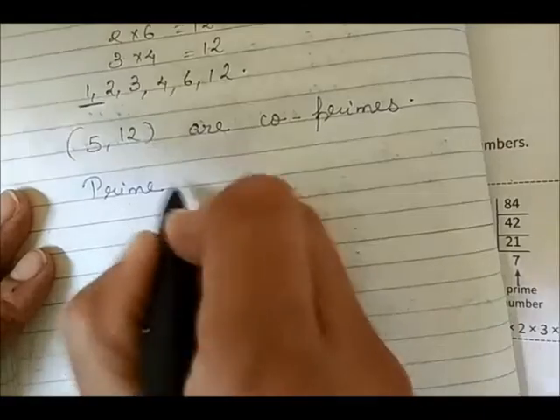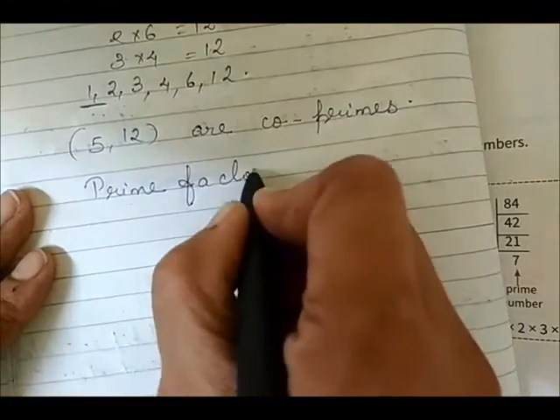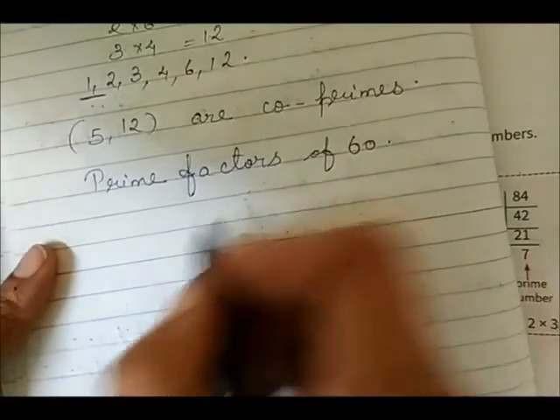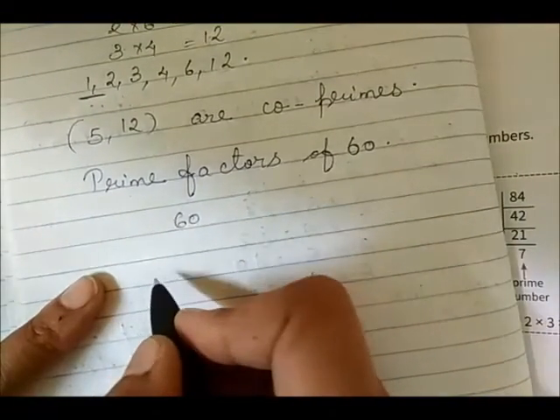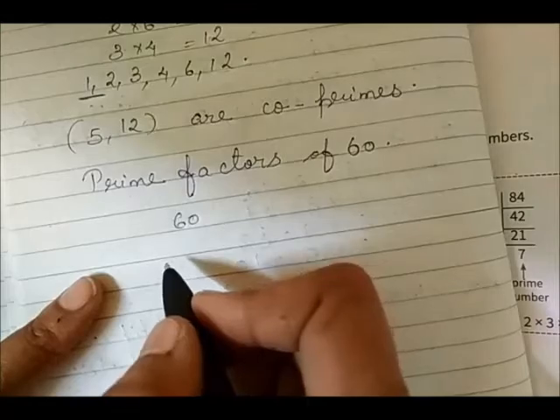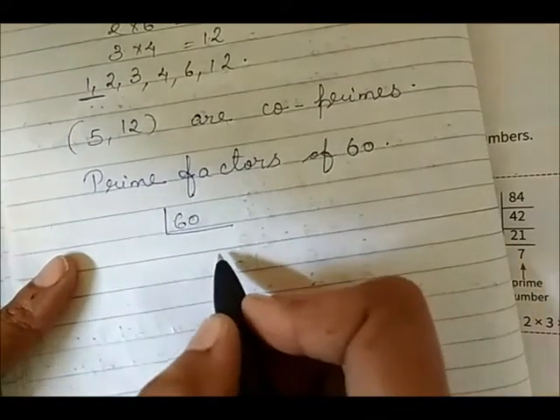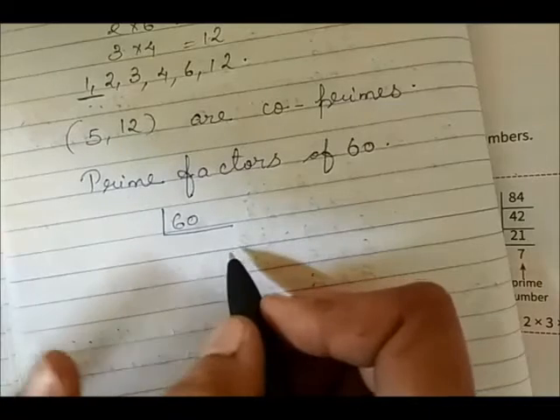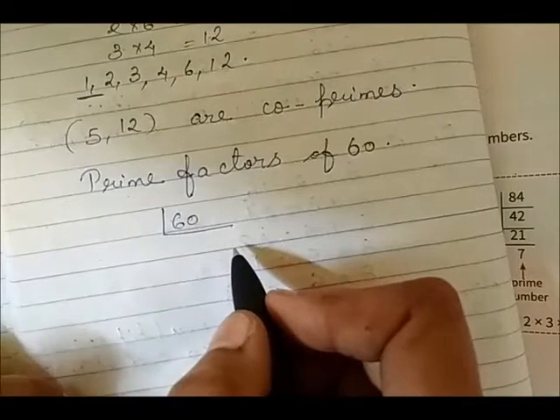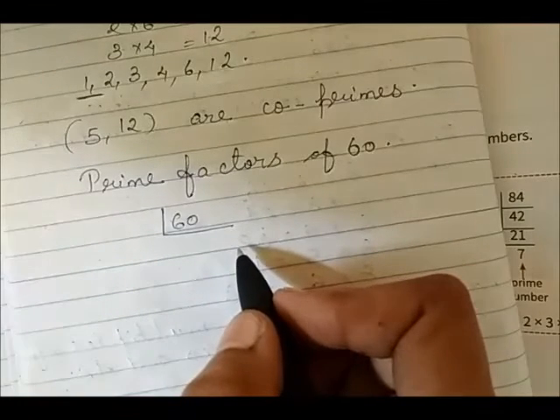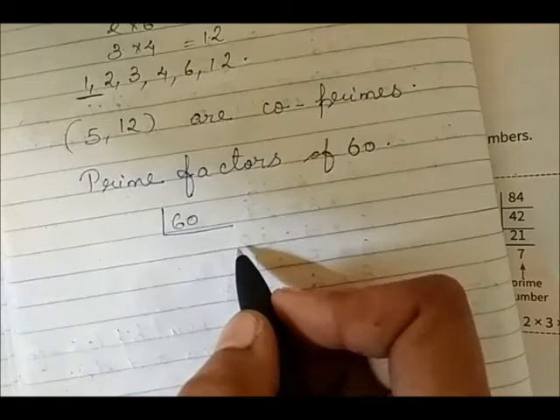Prime factors. How to find the prime factors of 60. So first you write 60. This method is known as the long division method. So we are dividing the number only with prime numbers, not with all the numbers, until you reach a prime number.